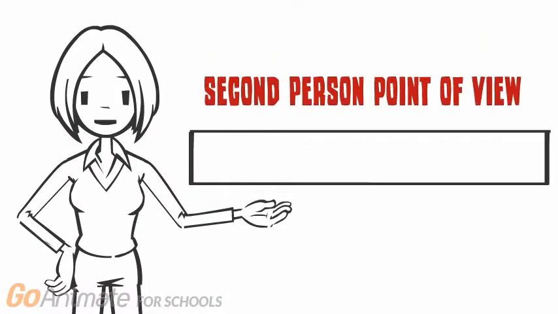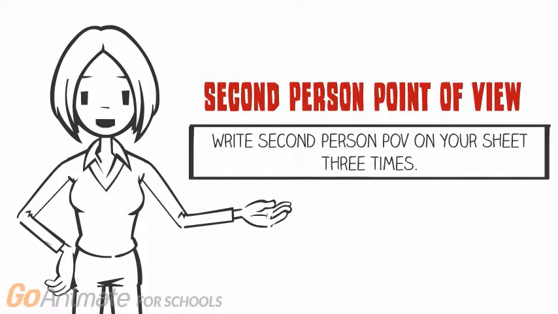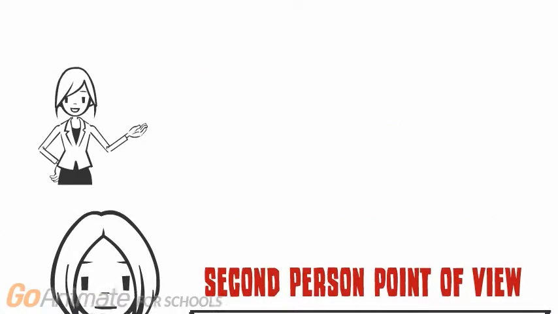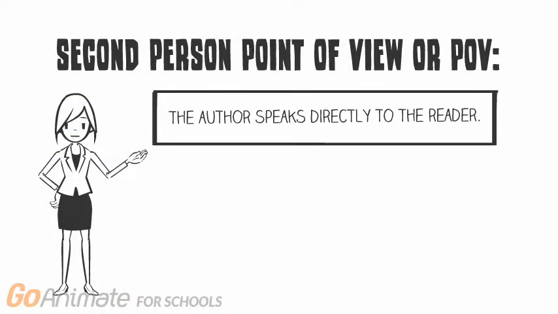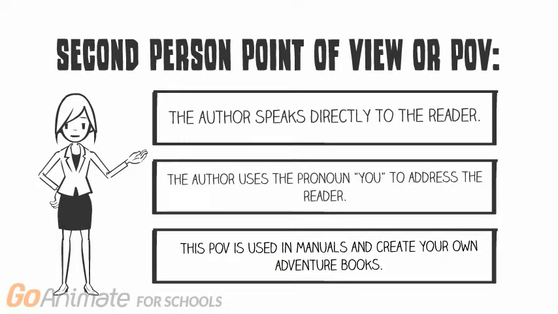Second person point of view. Write second person POV on your sheet 3 times. Second person point of view, or POV. The author speaks directly to the reader. The author uses the pronoun you to address the reader. This POV is used in manuals and create your own adventure books.